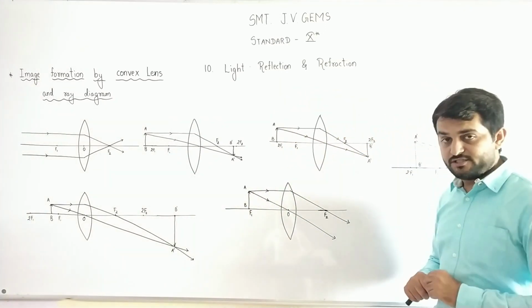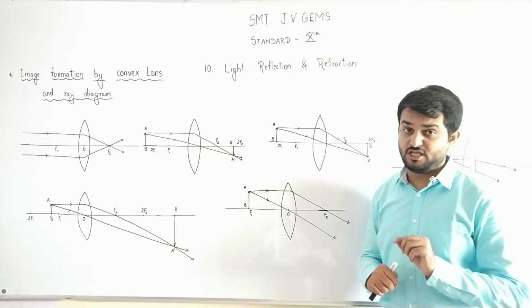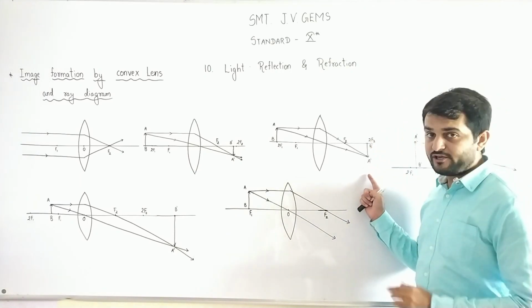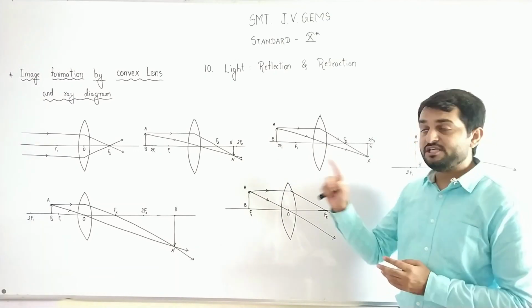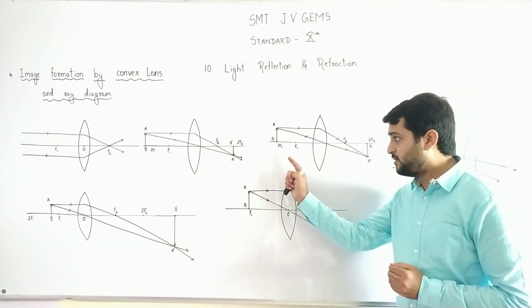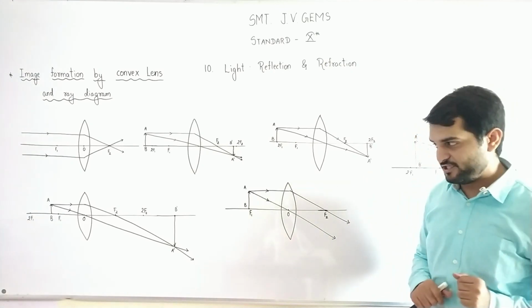Talking about the third case, if the object is placed at 2f, its image will also be formed at 2f but on the other side of the lens. The size will be similar. That means the size of the object is equal to the size of the image. It will be real and inverted.